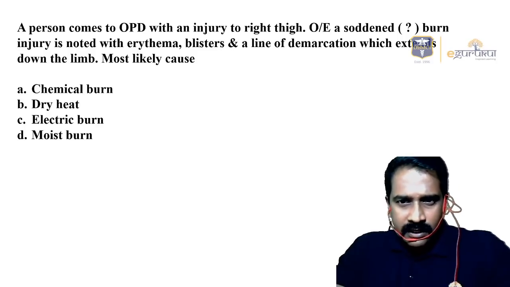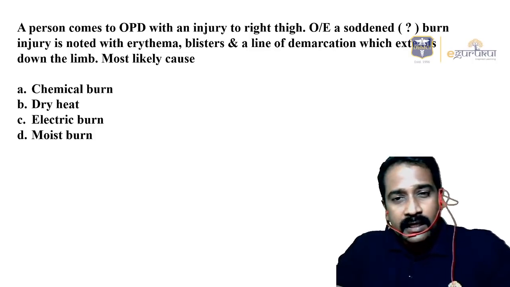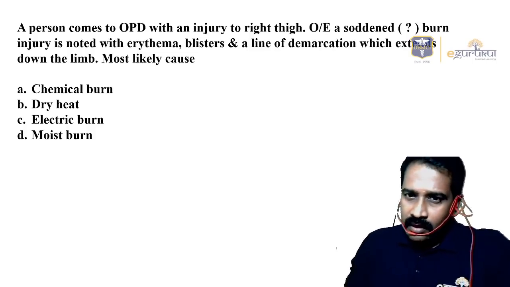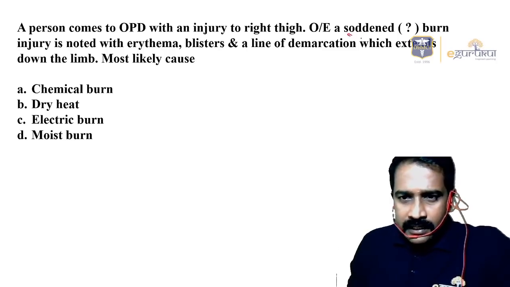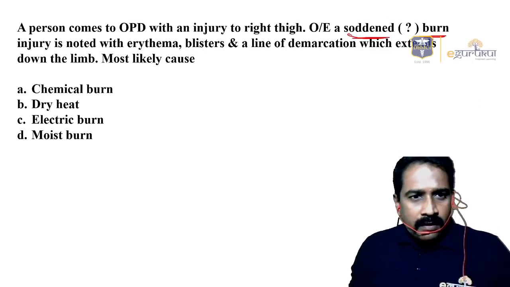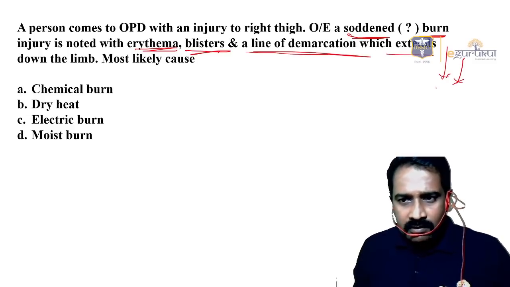So I've used the question mark over here. A scald burn injury is noted with erythema, blisters, and a line of demarcation which extends down onto the limb. So important point, it's a scald burn injury, which is surrounded by erythema. There is a blister and there is a line of demarcation which trickles down onto the limb.